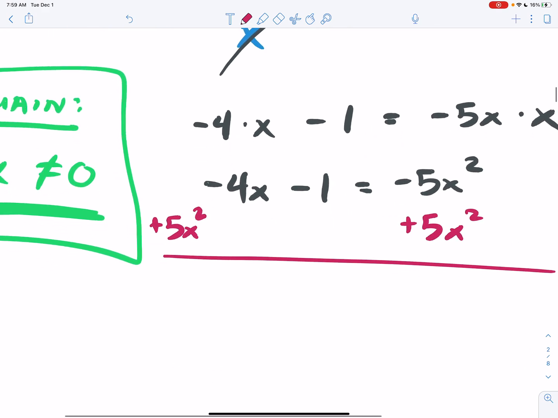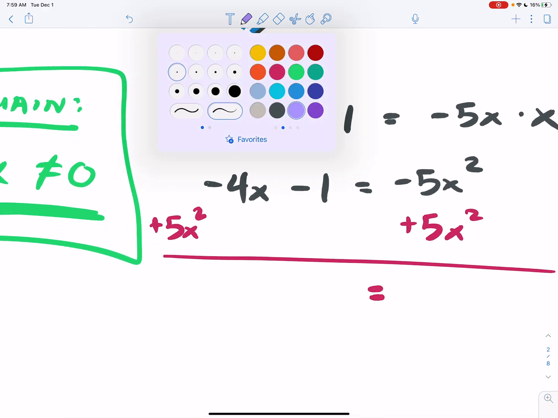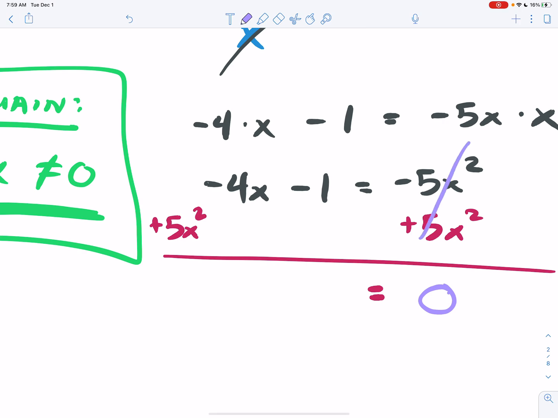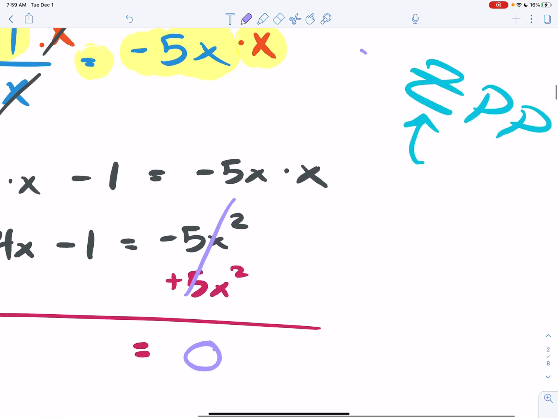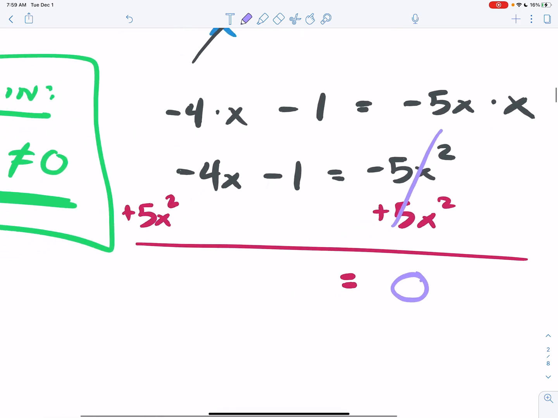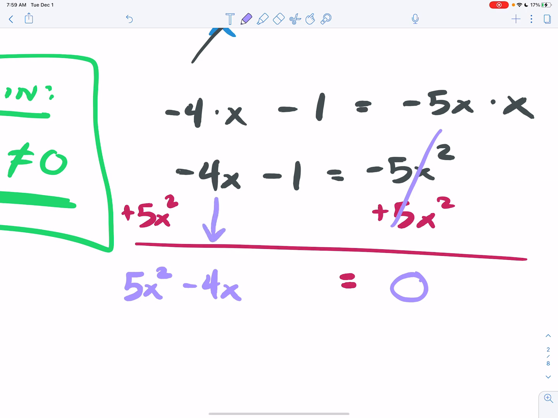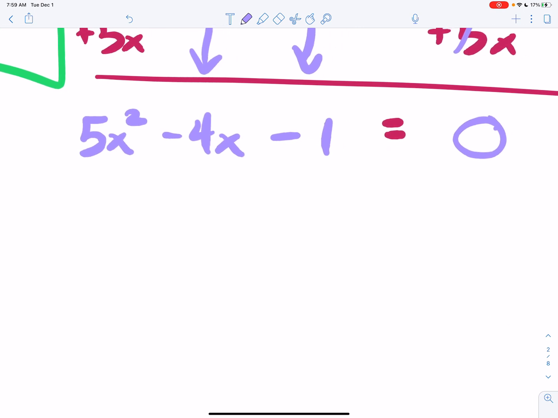Okay, so here we go. My right side is now 0 because I'm setting it up for the zero product property, okay? So here I have 5x squared, positive, minus the 4x, minus the 1. Okay, so now I have a quadratic that's equal to 0.